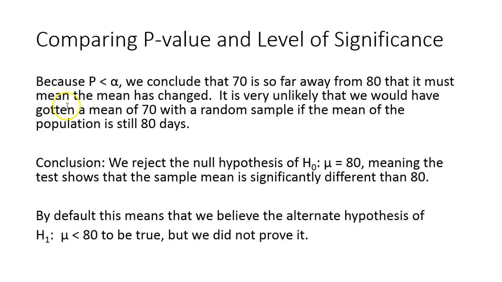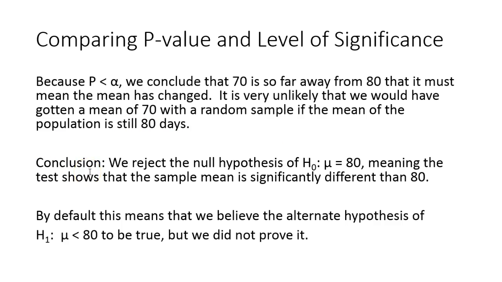Next slide. Okay. So because the p-value there that was 0.0041 is less than the level of significance, the 0.05, we conclude that 70 is so far away from 80 that we think the mean has changed. Meaning it's very unlikely that a sample would have given us a mean of 70 if the actual mean is still 80. Okay.